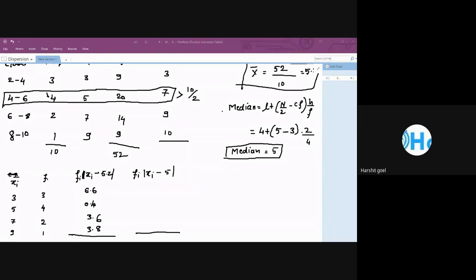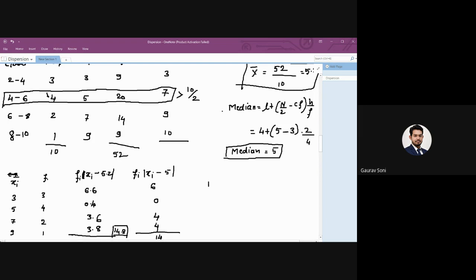So the next column, can I say? Yes, please. 6.6, 0.4, 4.4. What is the summation fi mod xi minus x bar? 14.8. The sum is, I'll write it down here, 14.8. The next one is 14.